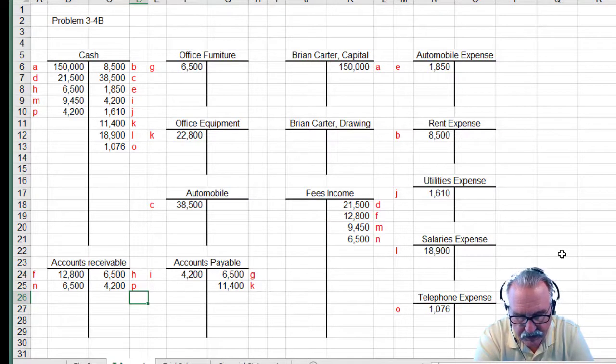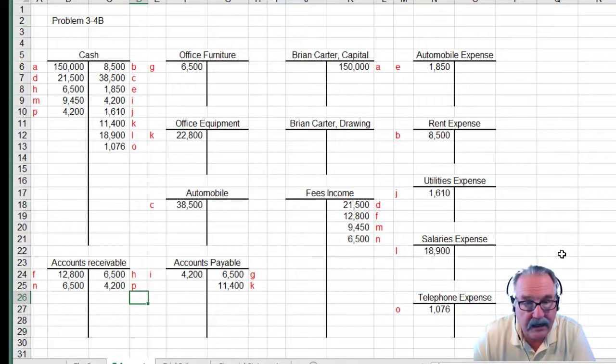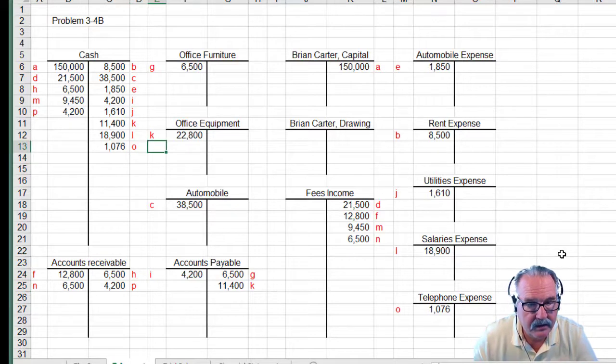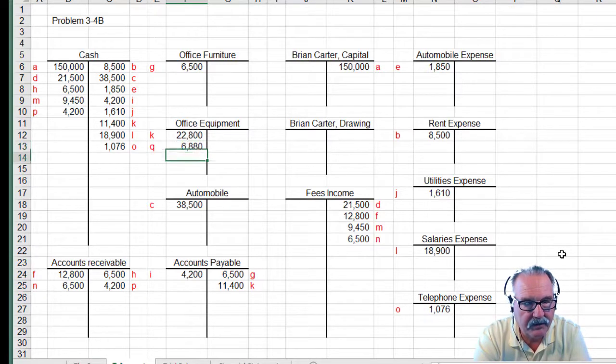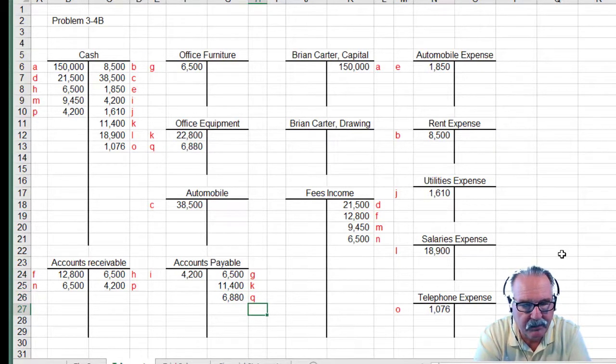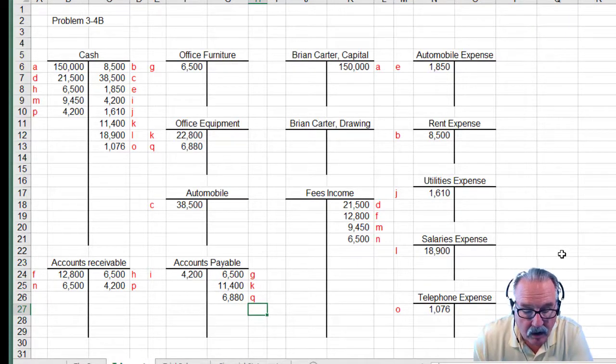We purchased, this is Q, purchased additional office equipment and received a bill for $68.80 due in 30 days. We got some more office equipment. This is transaction Q. $68.80, and we're going to pay it later. So $68.80 is a credit to accounts payable. Debit office equipment. Office equipment is going up. Assets go up with a debit. Accounts payable is a liability. It's going up. We're going to owe more money. $68.80. It's transaction Q.